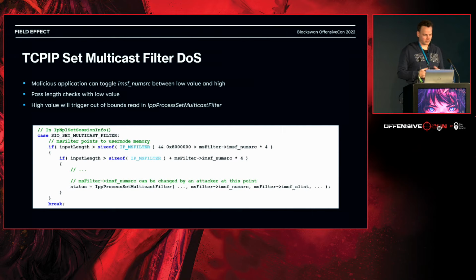Same thing: if you alternate this value between a high and low value, and you happen to get through the checks with a low value but hit the next function with a high value, then it triggers a denial of service. In this case, it's just an out-of-bounds read. It passes in the array and the size, and it's just making a copy of the array, and it'll read past the end.